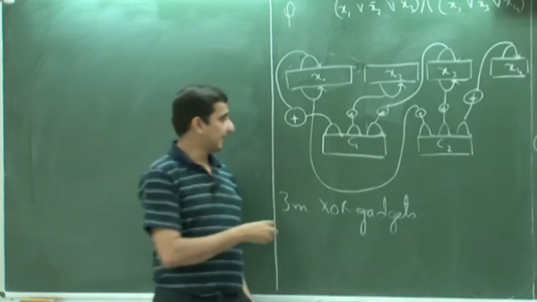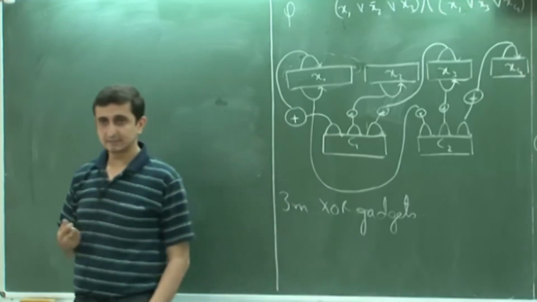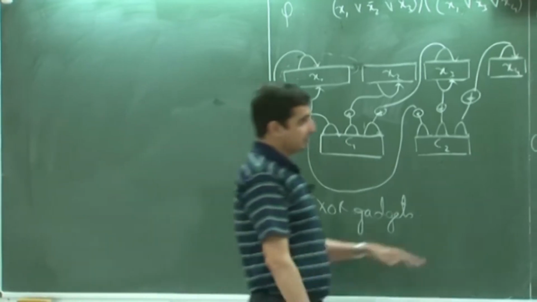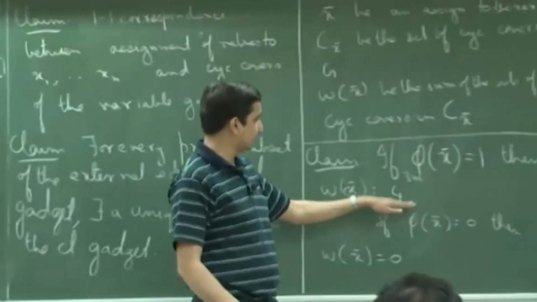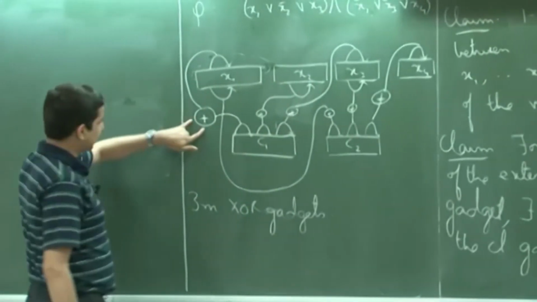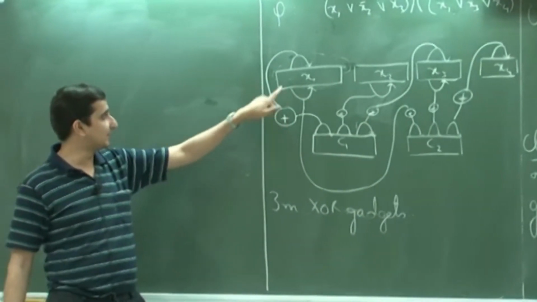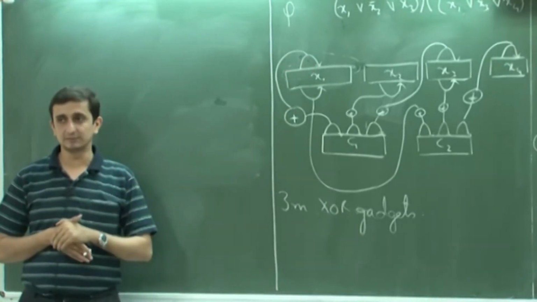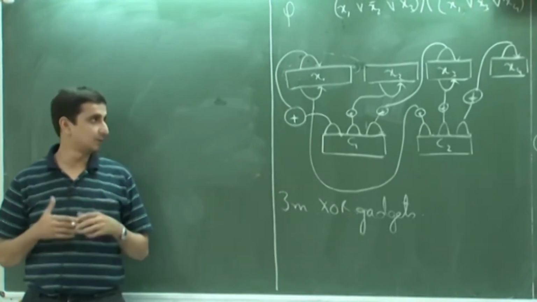So, what can we say about the clause gadgets? No clause has empty external edges set. What we want finally is to have the total weight as 4 to the power 3m. So, basically what we want is that all the XOR gadgets should have the property that one of its end edges is true and the other end edge is false. That is what we want.